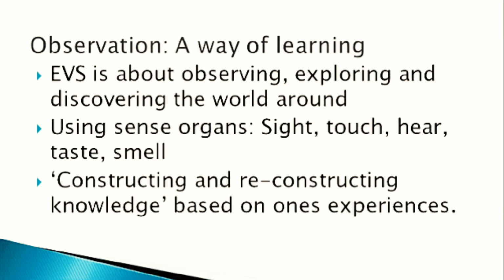Children in this primary age group, primary classroom, have a limited attention span. So for them it is always advised to arrange activities wherein they are all actively engaged. Observation. Now coming to the observation method. Observation is a way of learning. Now what is observation? Observation is something wherein we use our sense organs of sight, which are the eyes, touch, hearing, taste and smell. So anything which we come to know by using our sense organs is observation.